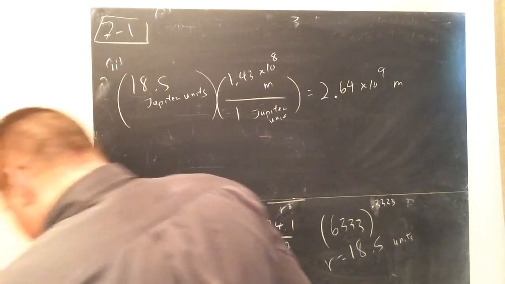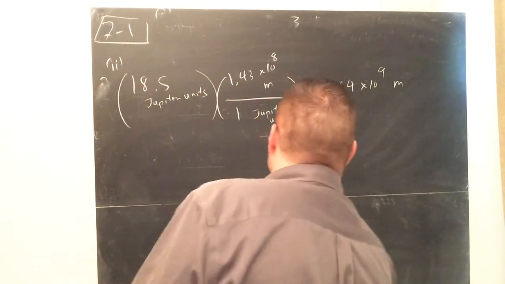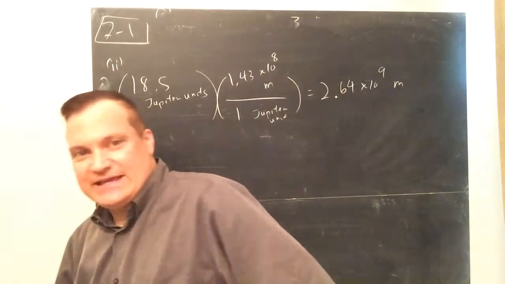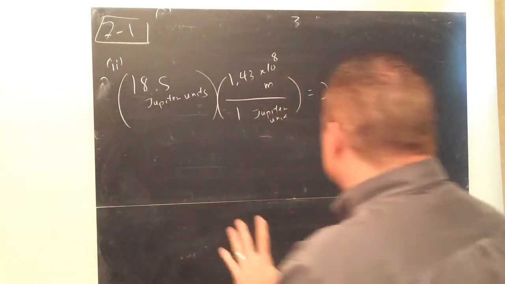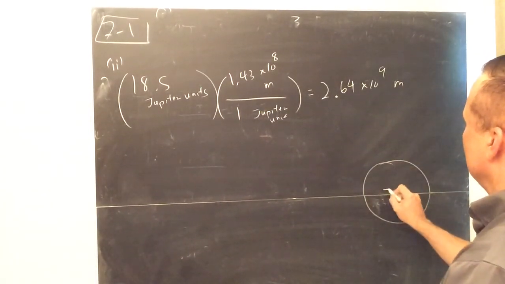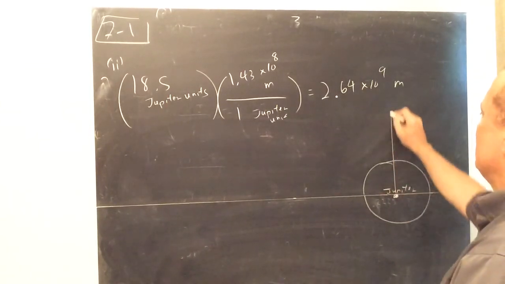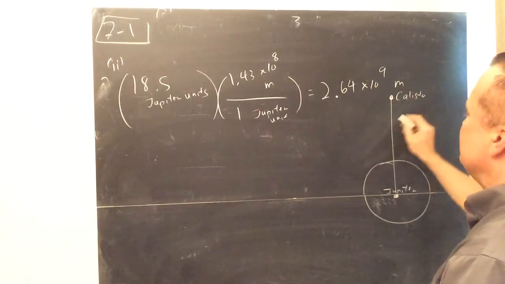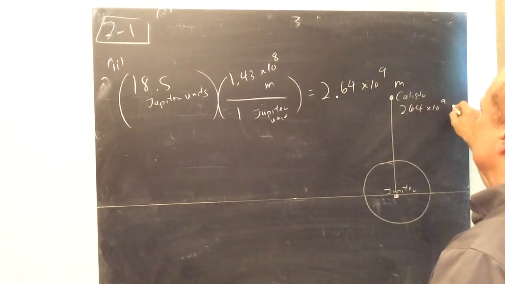And here's another really good question. It says, how far above Jupiter's surface is Callisto? For this, I like to draw a little diagram. Let's say this is Jupiter, and remember, from the center of Jupiter to the center of Callisto, that orbital distance is 2.64 times 10 to the 9th meters.